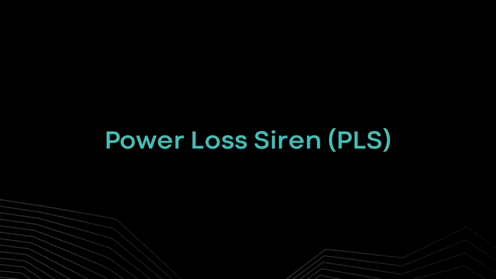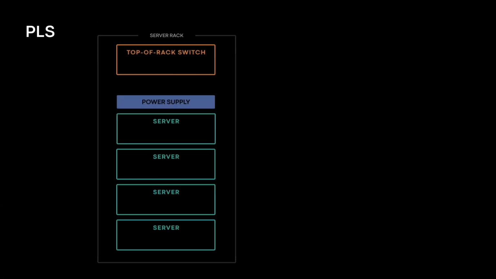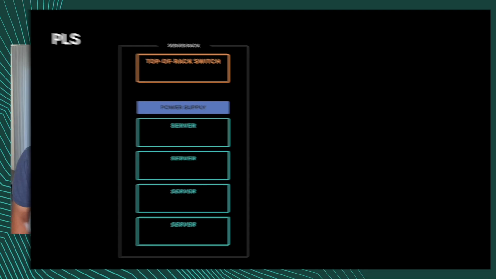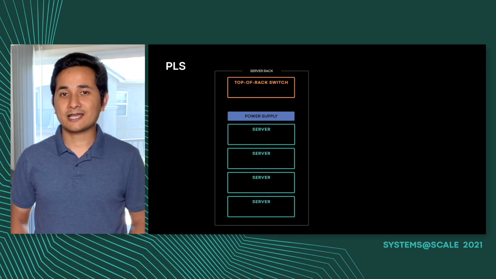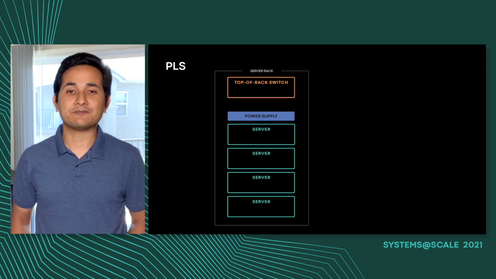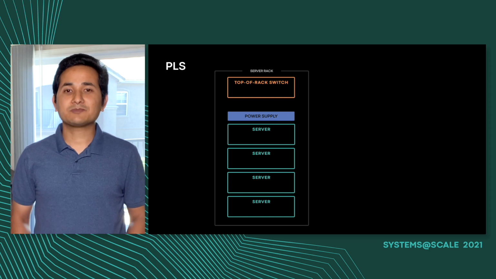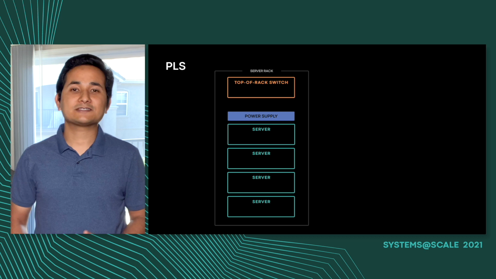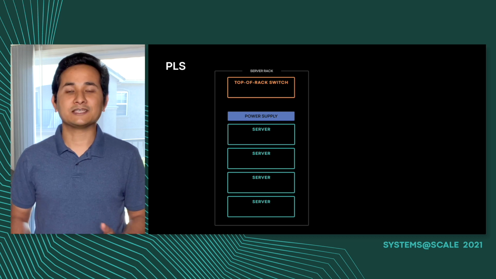Powerless Siren is a system that we have built to broadcast any impending power loss to servers and services within a rack. In a server rack, we generally have a top-of-rack switch at the top that connects all the servers among themselves and to the outside world. There are many servers within a rack, and we also have power supplies and batteries. Power supplies convert the input AC power to DC power, while batteries are used in case of AC power loss.